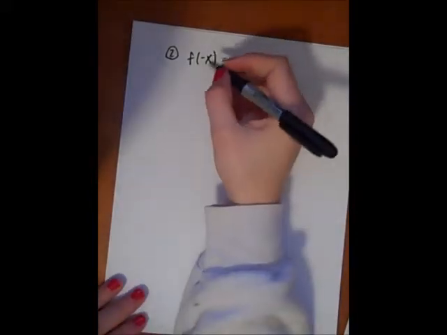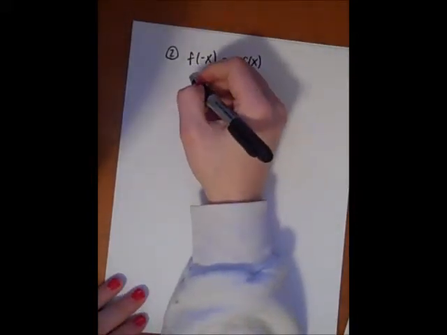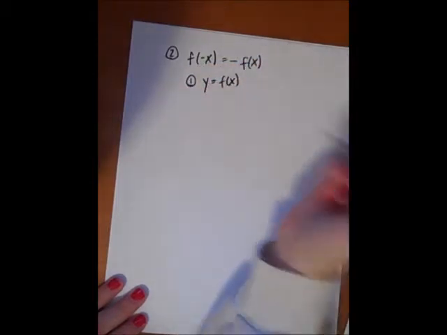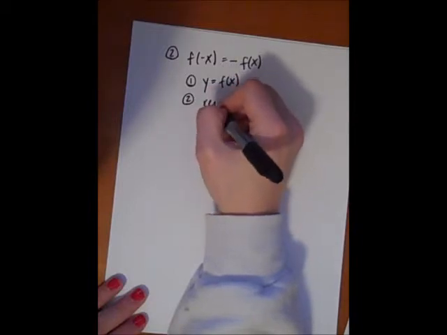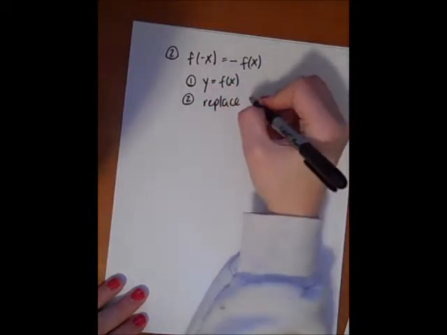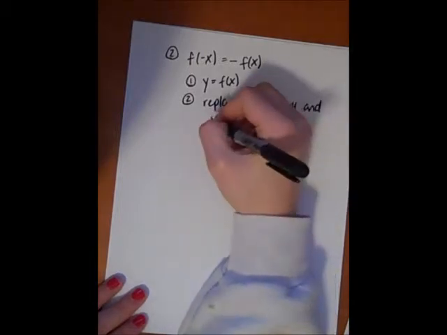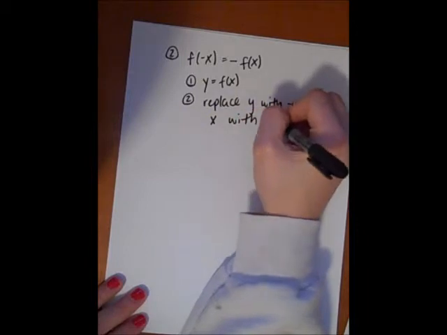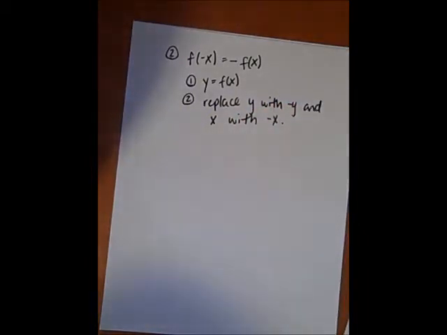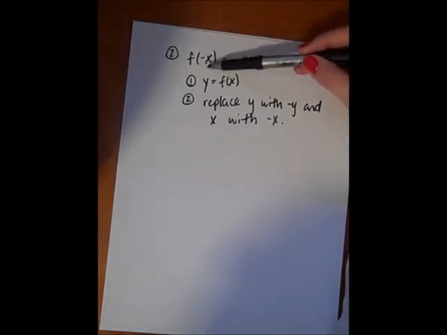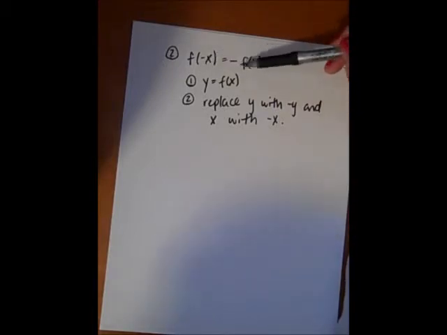The steps that we're going to go through: you're going to set y equal to f of x, just like we did before. Second thing, replace y with negative y and x with negative x. Now you might be asking, why do we replace both? Because in even we only replace the x. We replace both because up here I have f of negative x, that's where the negative x is coming in, equals negative f of x. Now f of x was really y, so this is the negative y part.